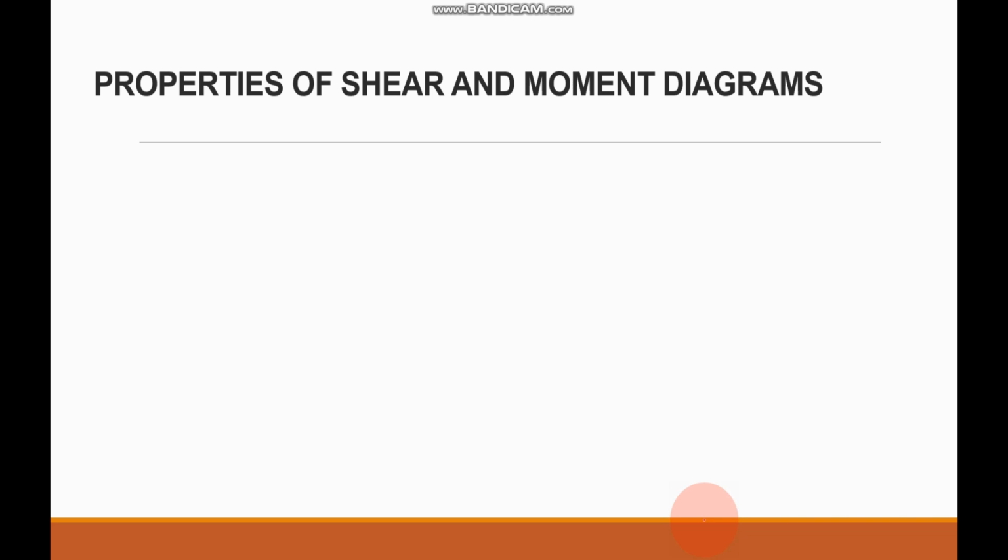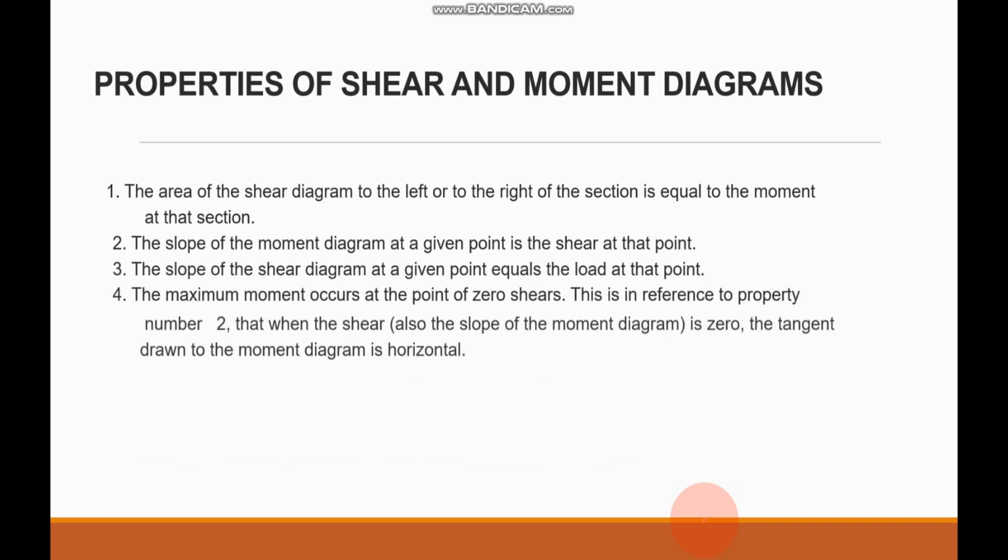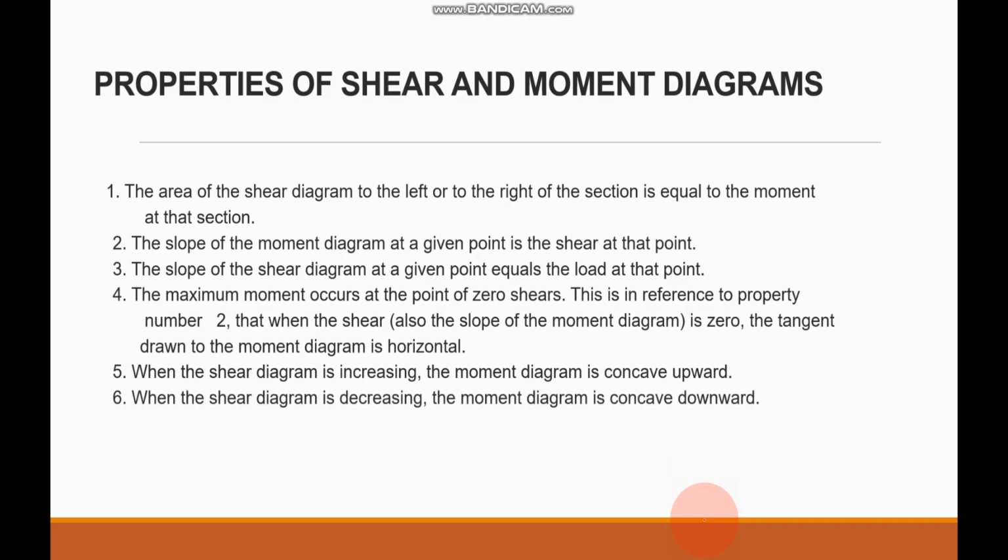So I have 6 properties here of shear and moment diagrams, and it is very important to know or to learn these properties in considering the shear and moment diagram. So the first property, the area of the shear diagram to the left or to the right of the section is equal to the moment of that section. So later on I will illustrate property number 1 on our sample problem. The second property, the slope of the moment diagram at a given point is the shear at that point. And then the third one, the slope of the shear diagram at a given point equals the load at that point. Number 4, the maximum moment occurs at the point of zero shear.